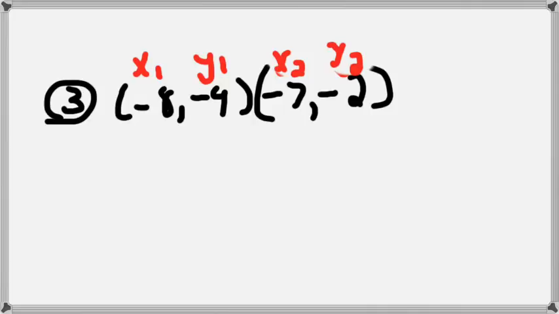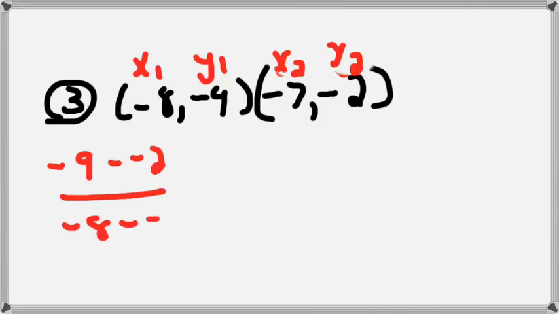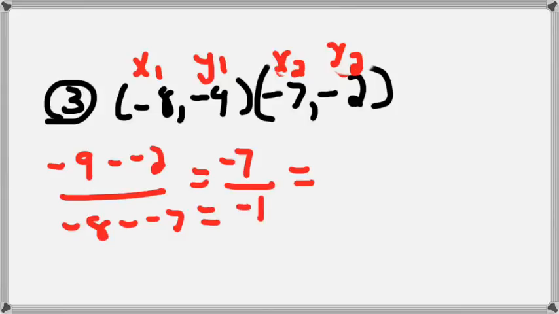All right, so I'm going to do y1 minus y2, which will be negative 9 minus negative 2, and I'm going to do x1 minus x2, negative 8 minus negative 7. This is going to be the same thing as adding positive 2, which will be negative 7. And this will be the same thing as adding positive 7, which will give me negative 1. And if you divide a negative by a negative, you get a positive, and 7 divided by 1 is 7. Final answer, 7.